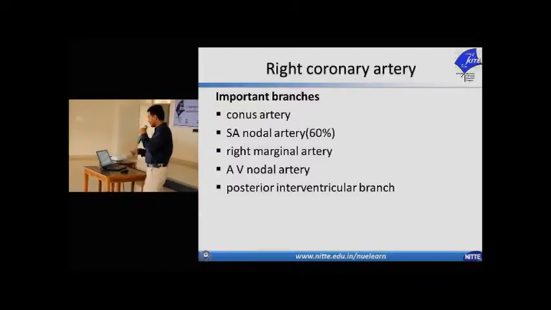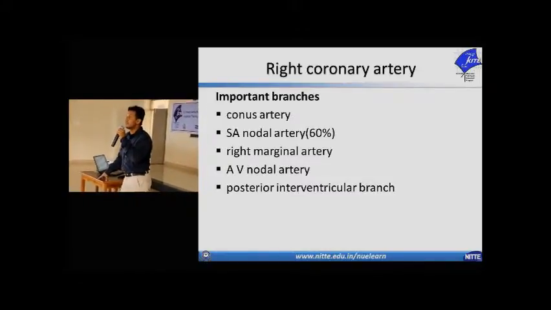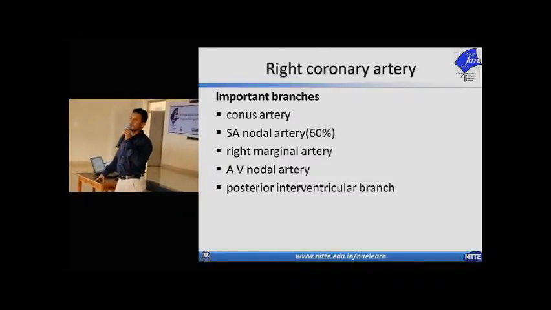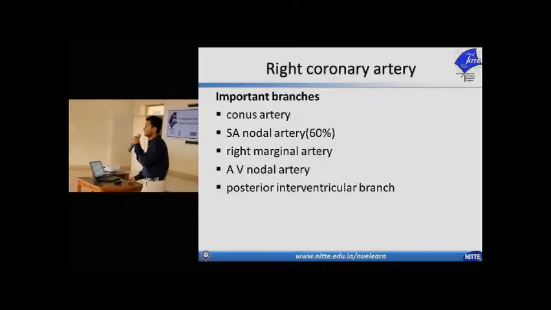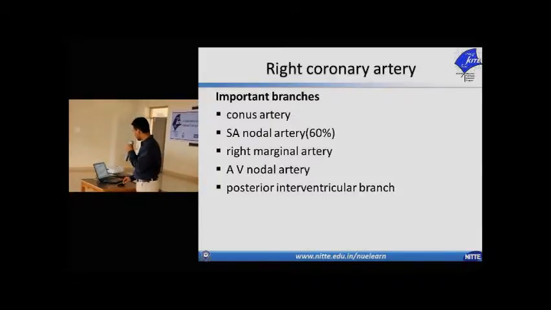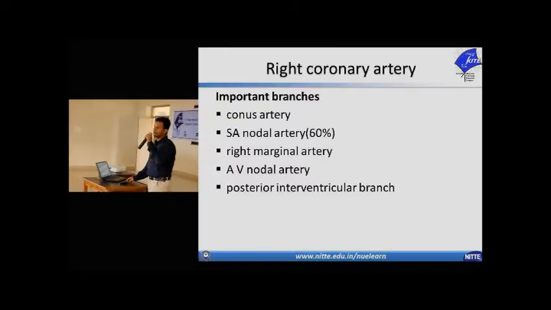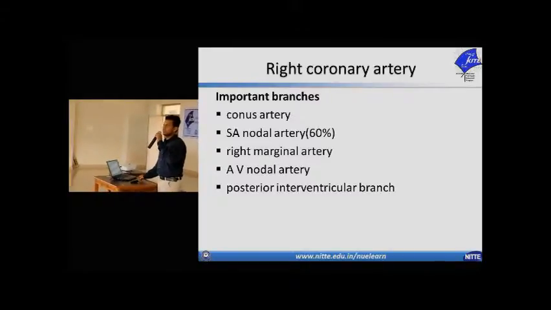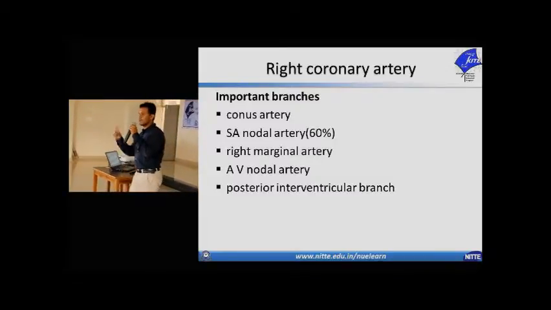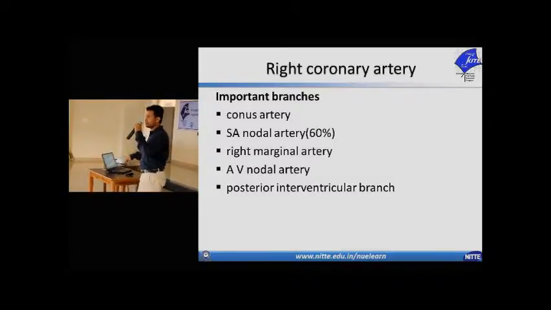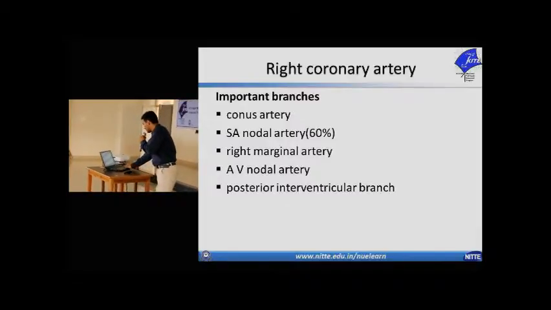Then one more branch, the right marginal artery, which is a larger ventricular rami which supplies most of the right ventricle. Then the AV nodal artery, that comes posteriorly. When I am showing the diagram, I'll show you the AV nodal artery. Then the posterior interventricular branch. When it turns posteriorly, it goes to the posterior atrioventricular sulcus, where it turns to the posterior interventricular sulcus.